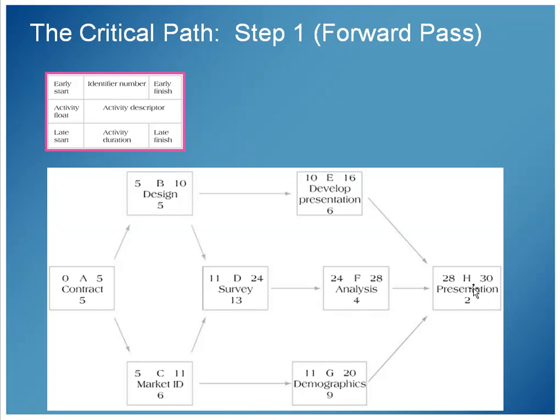Same thing here with H. If we look at H, I can see that there's an option of E, which finishes at 16, F, which finishes at 28, and G, which finishes at 20. And all of those have to be finished before H can begin. So the larger value, 28, is the start time, the early start for the identifier H, the presentation. Okay. So simple rules there.